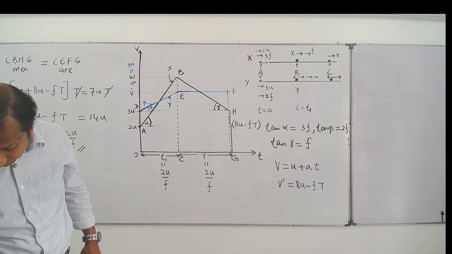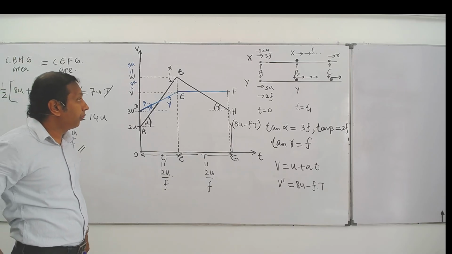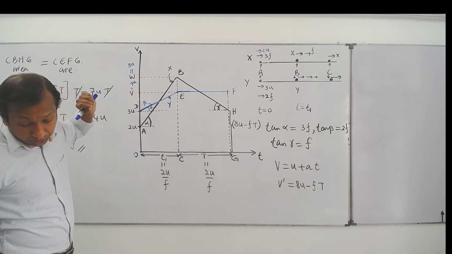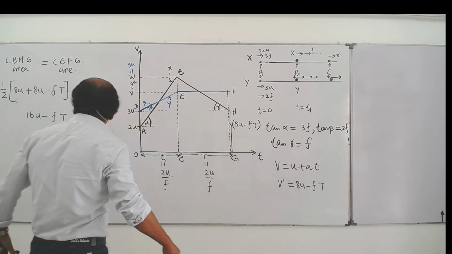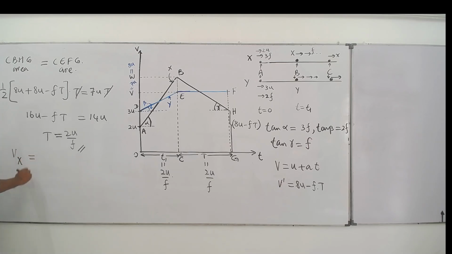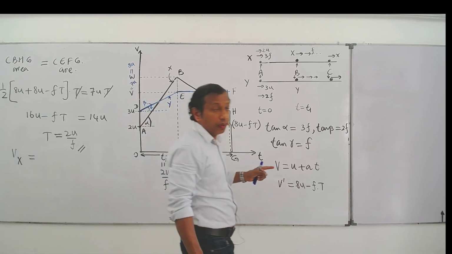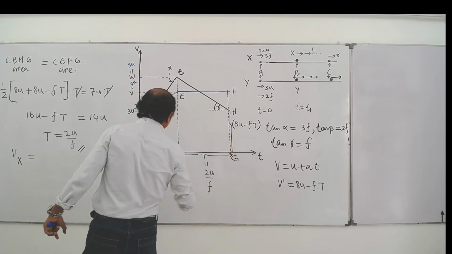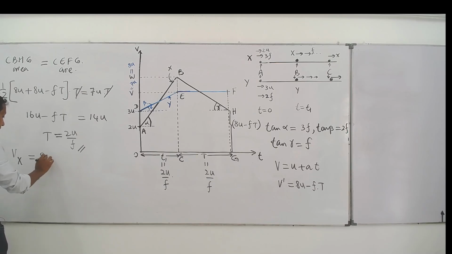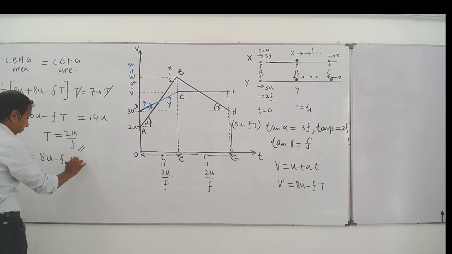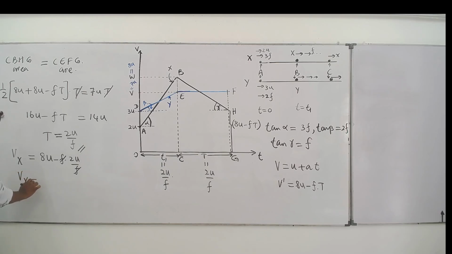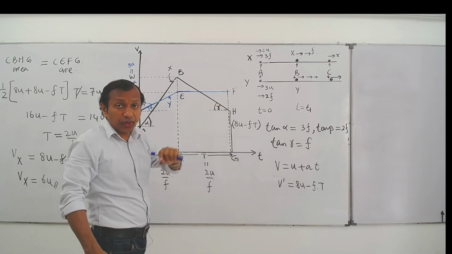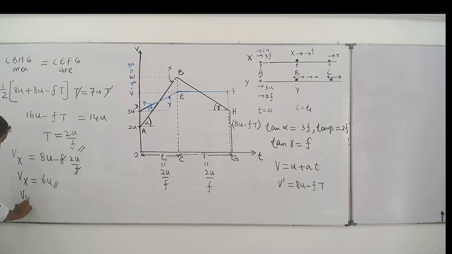Now asking to find the velocities of X and Y when Y overtakes X. When Y overtakes X, Y has a velocity still 7u, right? And X has the velocity we'll calculate. If I take it as Vx, when Y overtakes X at the point C, it is given by 8u minus f times 2u over f. This and this you can cancel down. On that occasion, the velocity of X is 6u. The velocity of Y is 7u because it is moving after B with the constant velocity.